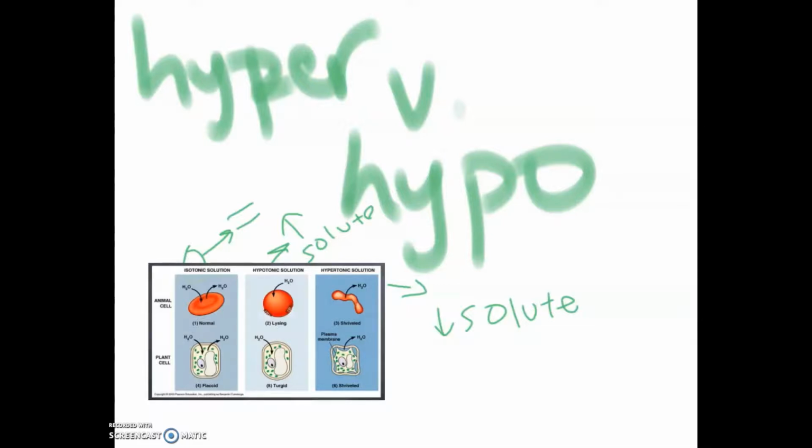Finally, in a hypertonic environment, this animal cell has more water within it than its environment has. So the water leaves the cell and causes the cell to shrivel up in what we know as crenation. And both hypertonic and hypotonic environments will cause an animal cell to really die or be severely damaged.